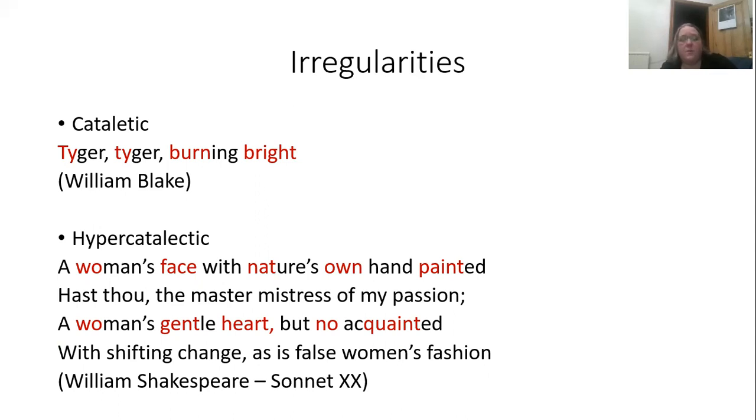Another sort of fairly common irregularity, particularly with iambic pentameter, is hypercatalectic lines, where you have an extra syllable at the end. So Sonnet 20 here by William Shakespeare is an iambic pentameter generally throughout, but you can see that in the first and third lines both, there is an added unstressed syllable at the end. A woman's face with nature's own hand painted. A woman's gentle heart, but no acquainted. It's 11 syllables. There's that extra syllable at the end.